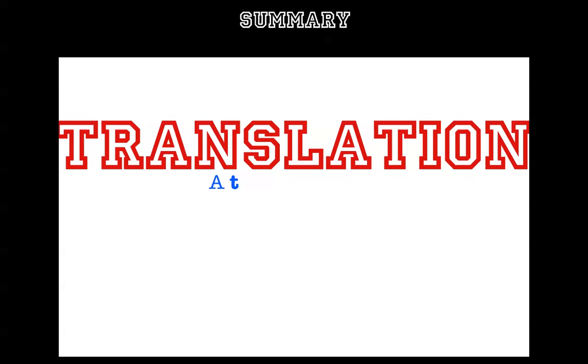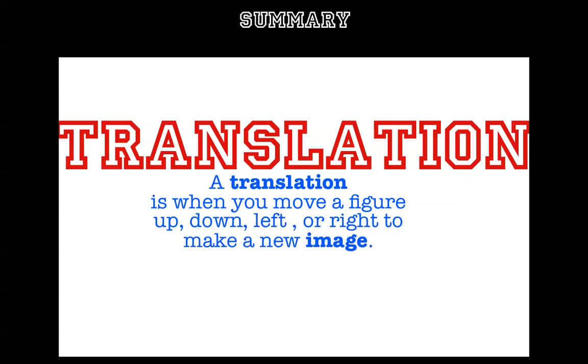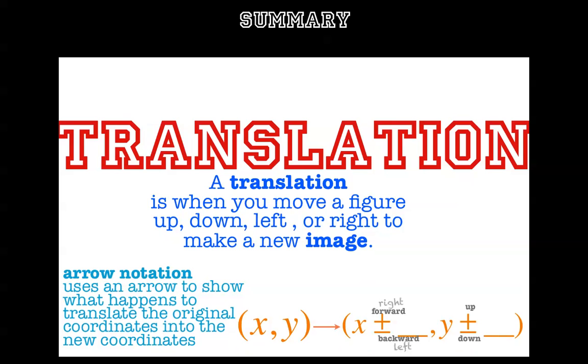Okay, let's summarize. A translation is when you move a figure up, down, left, or right to make a new image. It's pretty easy. A translation is just a move. Arrow notation tells you which directions to move something and how much. It tells you to go right so many, or forward so many, or backward or left so many, or it tells you how many to go up or down. You just have to look at the pluses and minuses and the numbers in those blanks.